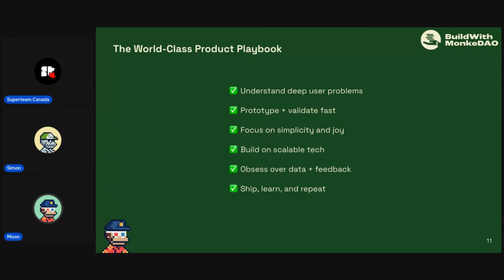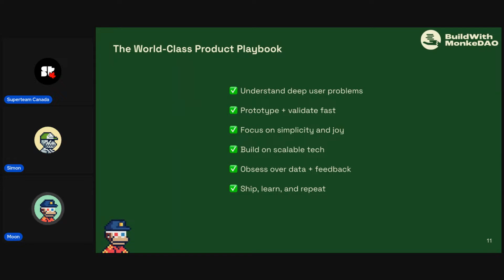Secondly, prototype and validate fast. The quicker you can get products and features to market, the quicker you can iterate and evolve your product. Focus on simplicity and joy. Make your product easy to use. At the end of the day, nobody wants to make their lives harder by using technology and using digital products.